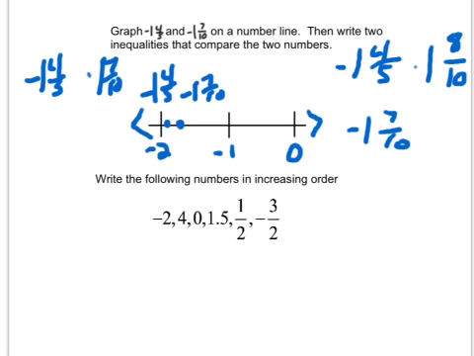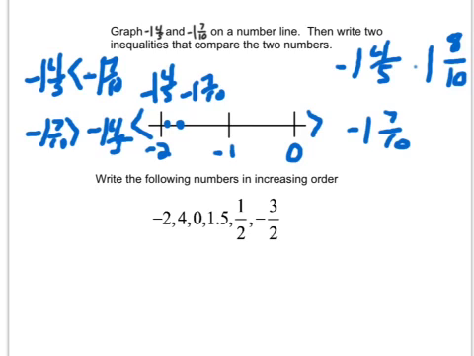And we have to decide what inequality sign we will put in between those. Well, -1 and 4/5 is farther to the left, so that means it's less than -1 and 7/10. So that's one inequality. Then we just need to compare them the other way around. So I need to put -1 and 7/10 and -1 and 4/5. And -1 and 7/10 is farther to the right, so it is bigger.